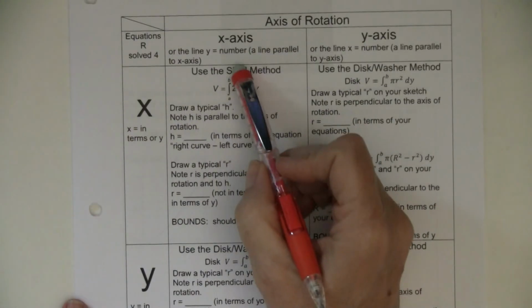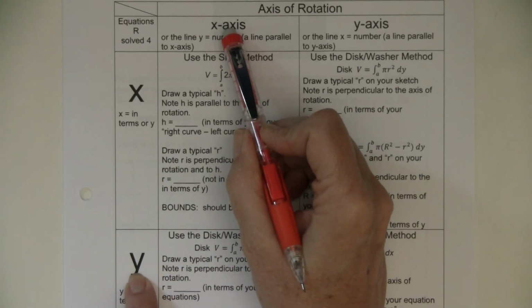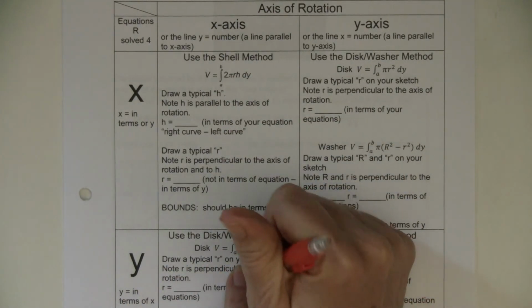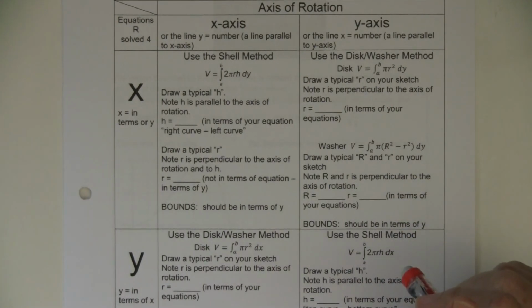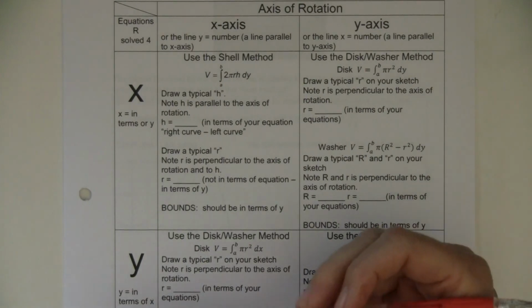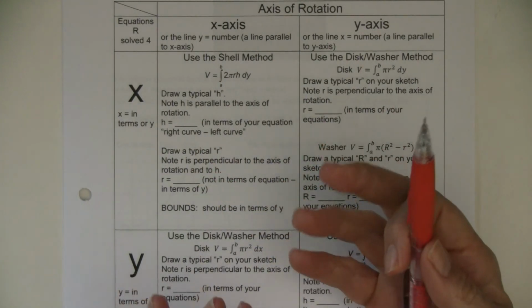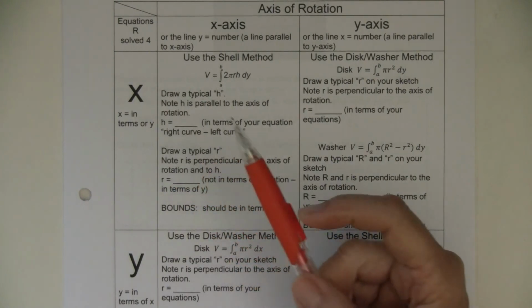If your axis of rotation is the x-axis and your equations are solved for y, then you should use the disc or washer, and the shell, right? So it is pretty much that simple. And your equations, you can sometimes change what they are solved for, and other times you can't.